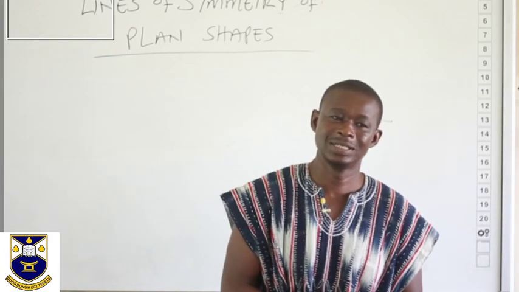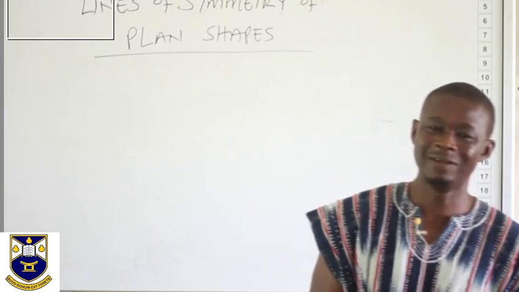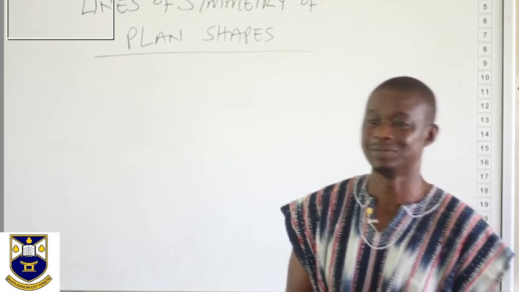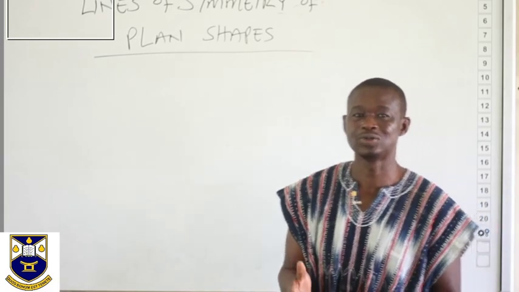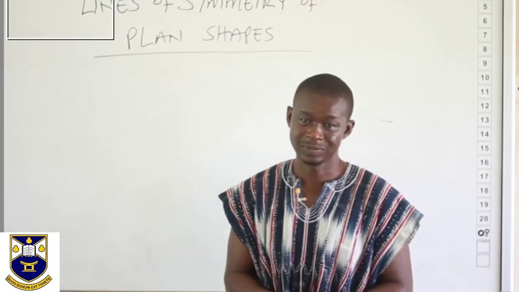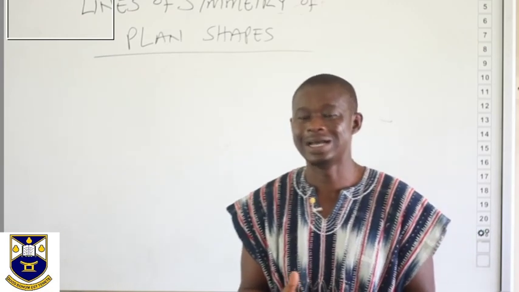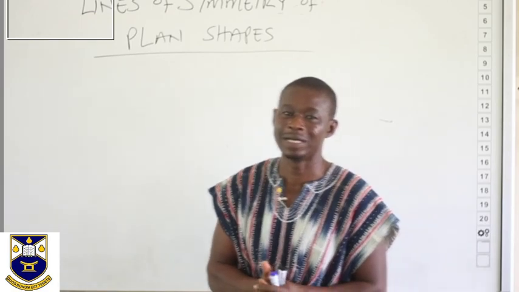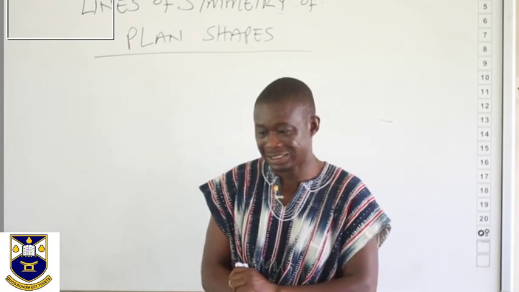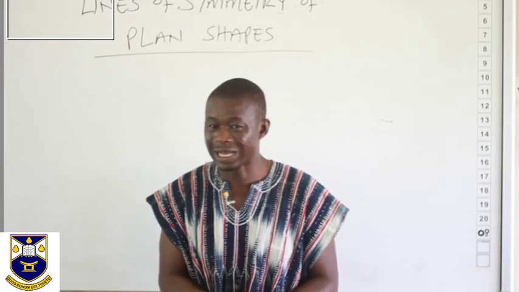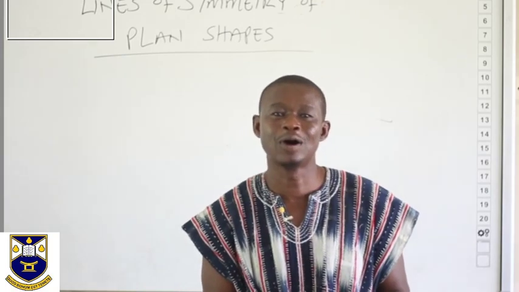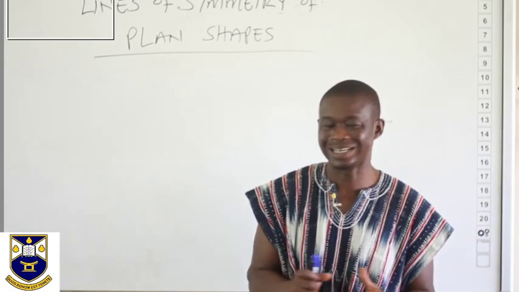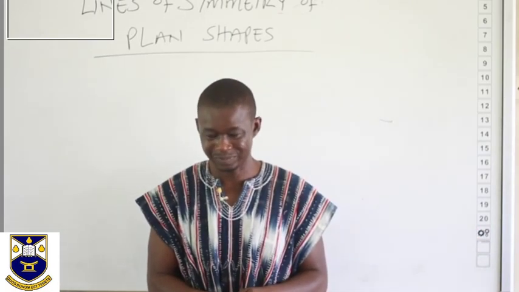Plane figures. And we saw that the plane figures are also called the two-dimensional shapes. So we have plane shapes or two-dimensional shapes. We saw from the previous lesson that all polygons are plane shapes. And a circle is also a plane shape.